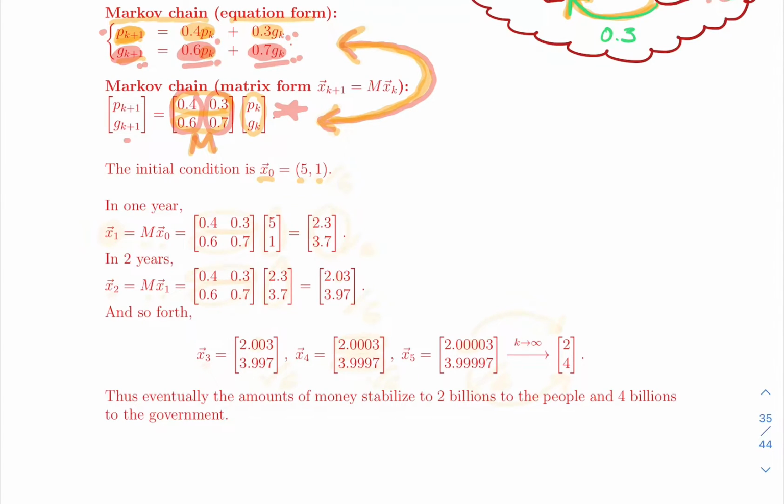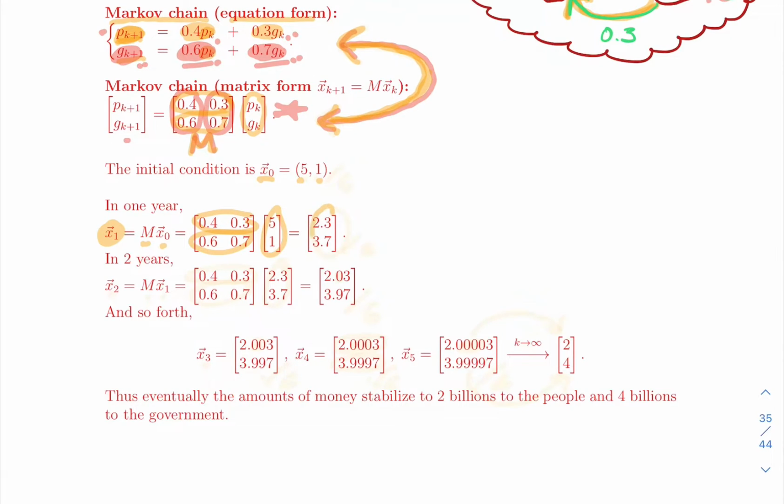Now the fun begins once you've modeled your Markov chain and your initial condition. Just by matrix multiplication, you can look at the evolution of the distribution of the money. For example, how much money will the government and the people have in 1 year? Well, you just need to multiply X0 by M. So you do your matrix multiplication, the usual stuff. The dot product of (5, 1) with (0.4, 0.3) gives you 2.3, and then (5, 1) with (0.6, 0.7) gives you 3.7.